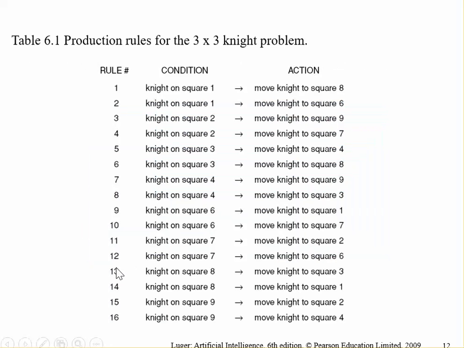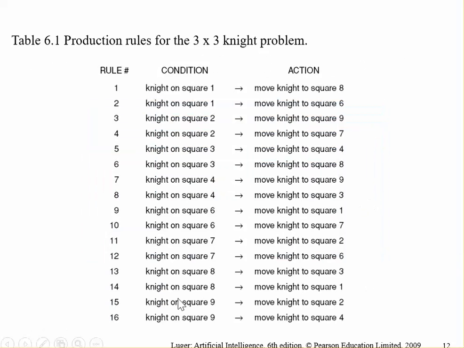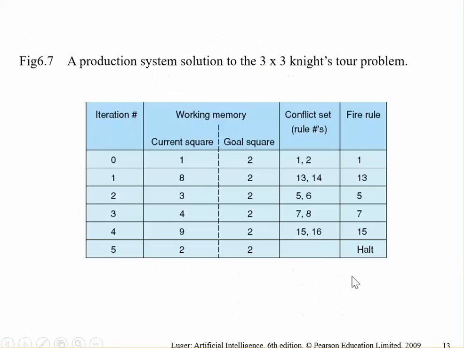Why? Because 13 and 14 talk about square 8. Then I'm going to replace it with 3 or 1, right? Once I apply 13, which says that 8 is going to be replaced with 3, here is a 3. Then from 3 it's going to be 5 and 6. I'm going to execute 5, and 5 is probably going to replace that with a 4. And then we keep doing that until eventually I get to square 2, and that's when I halt, because that was my goal.